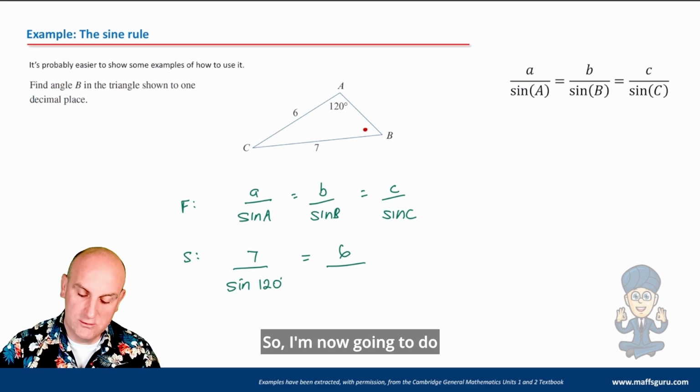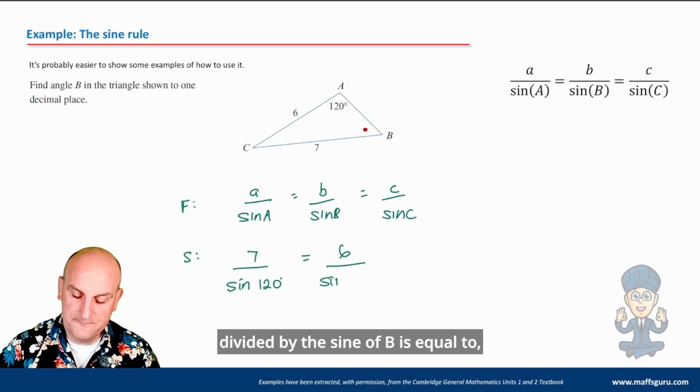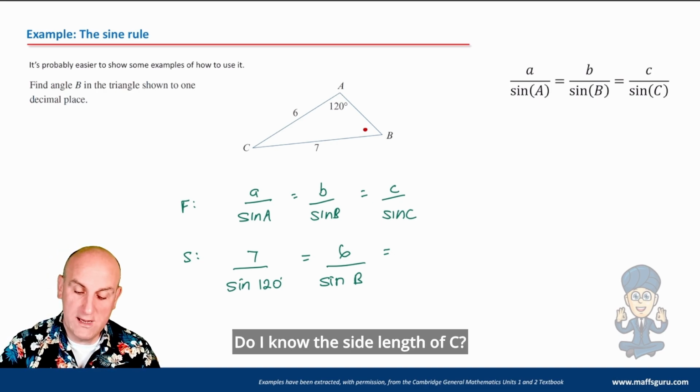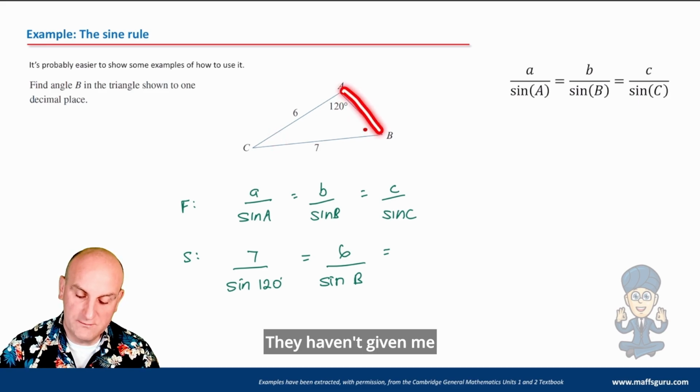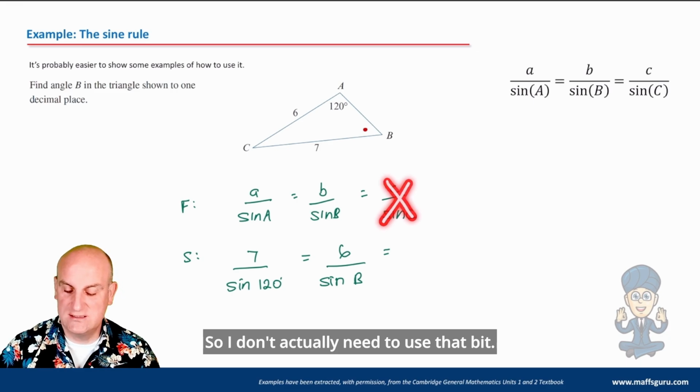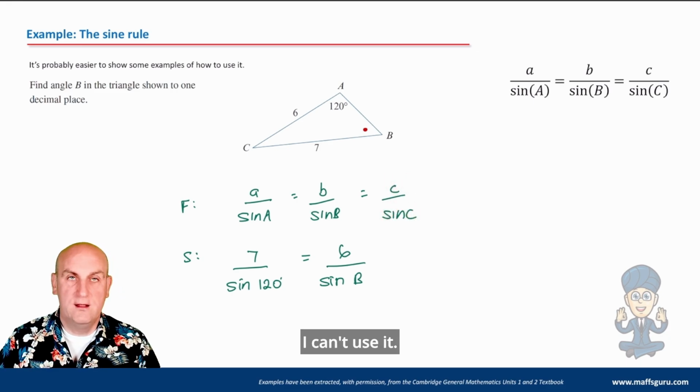So I'm now going to do divided by the sine of B is equal to, and I'm just going to show you why this doesn't work. Do I know the side length of C? They haven't given me that information. They haven't given me the angle. So I don't actually need to use that bit. I can't use it. And there we go.